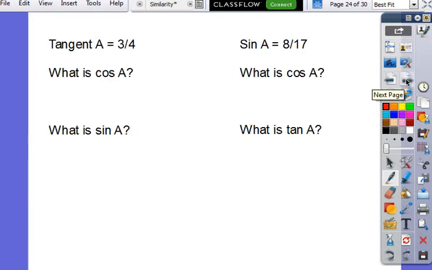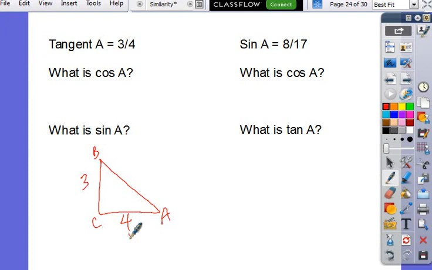How would I solve something like this? It says tangent of A is 3/4. Now I need to find cosine and sine. What do I need to do first? Draw a triangle every time. I'm going to just say there's my A, there's B, there's C. It says tangent of A is 3/4. What is the rule for tangent? Opposite over adjacent. So that means the opposite side is 3. The adjacent side is 4.